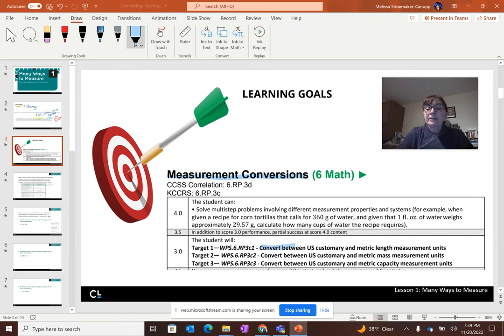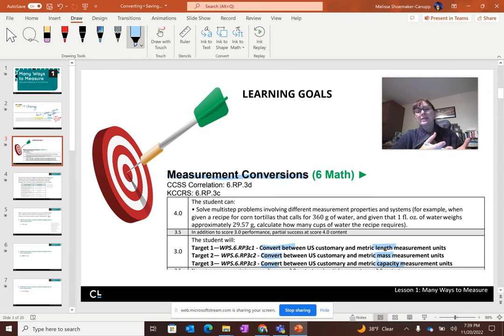We have converting. There's three different ones, but really we want to work with length, mass, and capacity. So length would be like with a ruler, or metric would be like a yardstick or a metric stick. And then mass would mean how much do you weigh? So we weigh ourselves in pounds, but they weigh themselves in kilograms. And then capacity would be like volume, how much liquid is in this cup. We kind of use ounces or gallons, and they use liters.